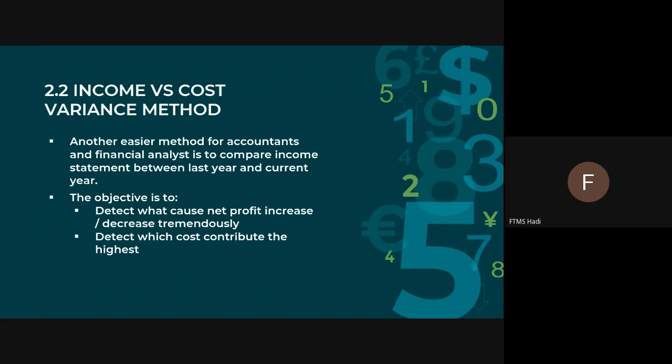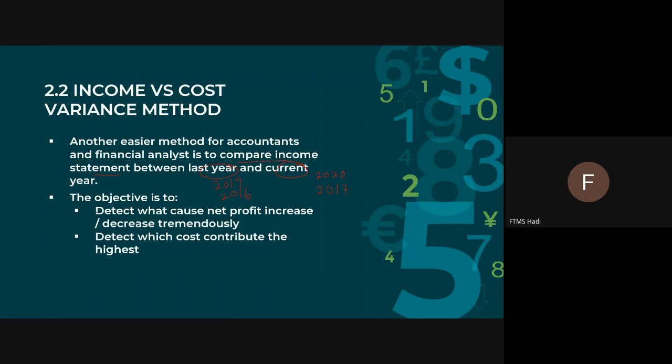Another easier method for accountants and financial analysts is to compare the income statement between last year and the current year. Let's say if you want to find the performance of 2020, you need to compare with 2019. If you want to analyze 2017, you need to compare with the last year, which is 2016. Without comparison, you will not know whether the income and expenses performance is good or not. So you need to compare year by year.